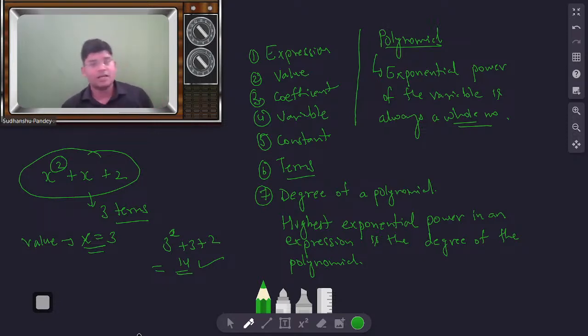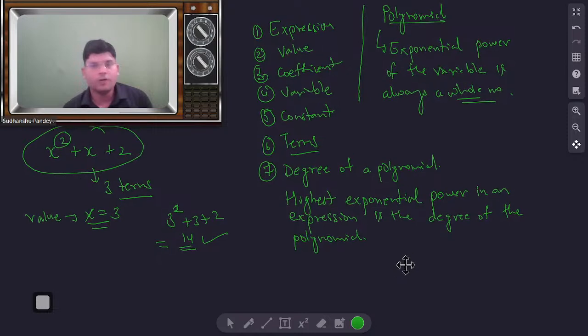Whole number means it can be 0, it can be 1, 2, 3 or any number, but it cannot be negative, it cannot be half, it cannot be a fraction. Are you getting it? Yes, sir. I want you to write it. Please let me know when you have written this. Sir, done. Wonderful.